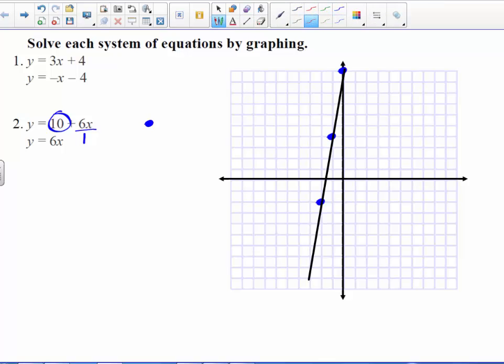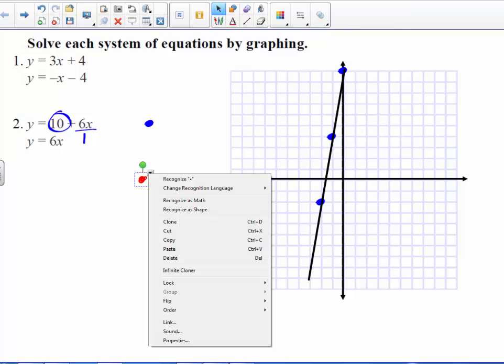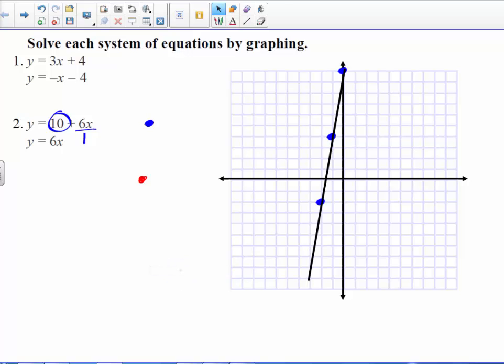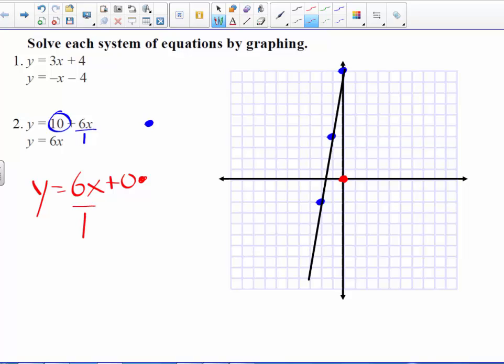Now, take a look at the other line. y equals 6x. That's my other equation. There is no y-intercept. If you'd like, you can put a plus 0, because you're going to start at the origin. And your slope is 6 over 1. So it's the exact same slope as the one that we just did.